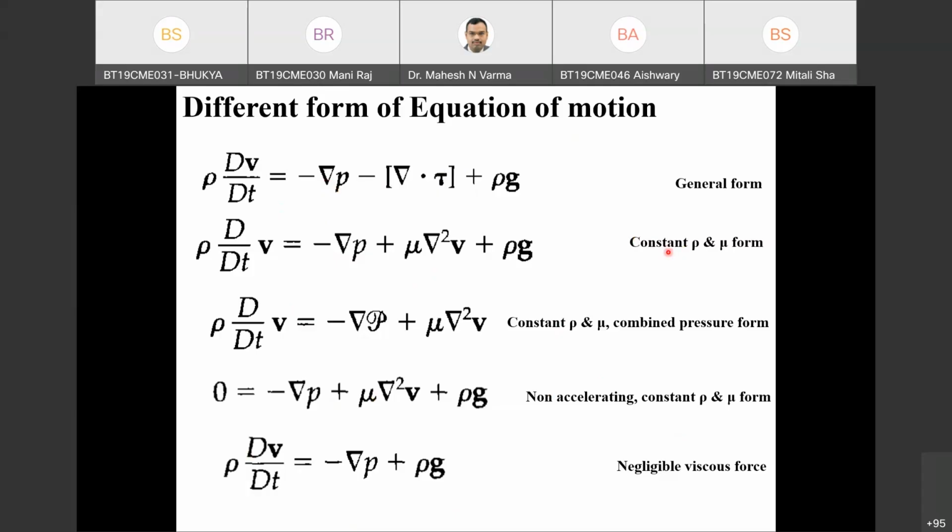So if you are handling a non-accelerating flow, you will be using this. If viscous forces are negligible, then you will be using this. If you have constant density and viscosity, you will be using this. Again, for constant density and viscosity and non-accelerating flow, this will be equal to 0. Likewise, you can use this equation of motion and get back whatever velocity profile you need for whatever complicated problem. These are the generalized shell balance equations which we have derived.